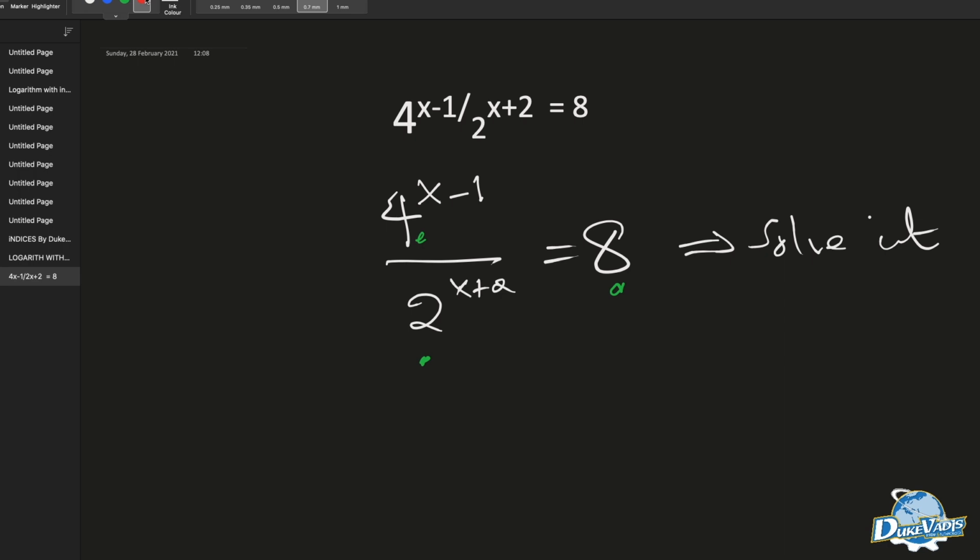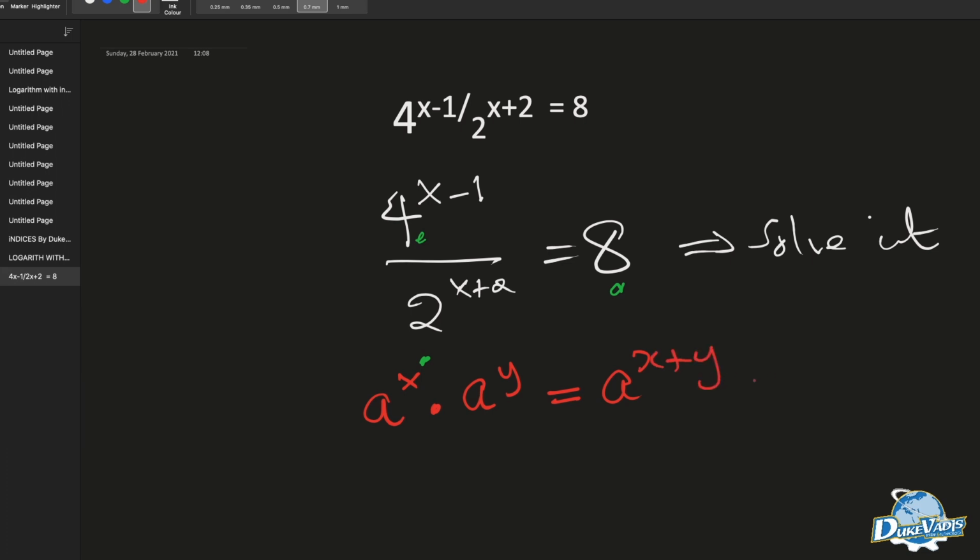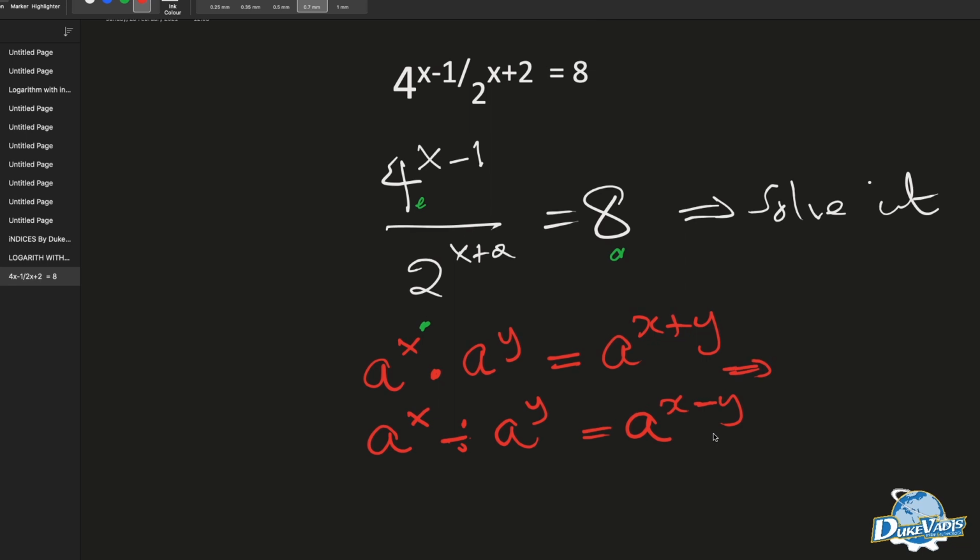Recapitulate. Do you remember that if you have a exponent x multiplying a exponent y, it's always given as a exponent x plus y. So that is the multiplication. And similarly, if you have a to the exponent x dividing a to the y, then we can say a to the x minus y. So these are two properties that can help us solve this question with ease.